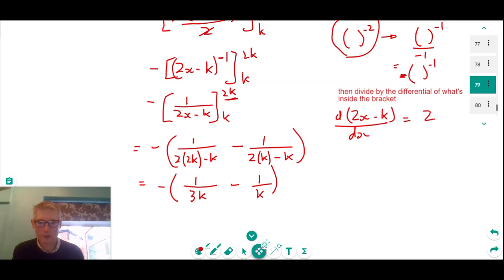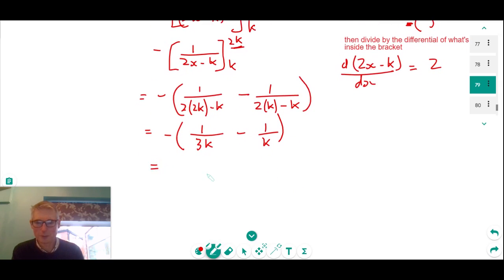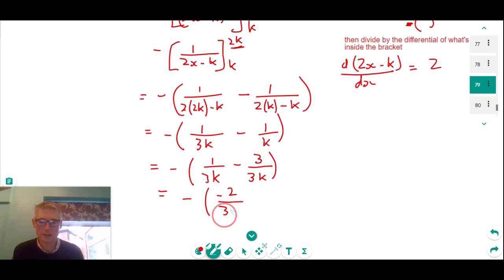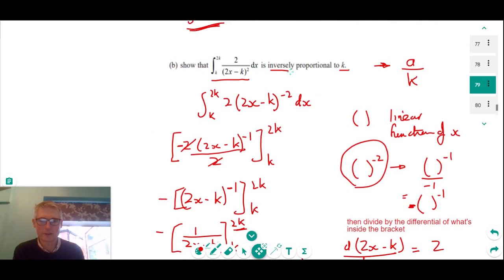To do that we need to make sure we've got the same denominators, so minus 1 over 3k, and multiplying top and bottom of the fraction by 3 will give me 3 over 3k. We can see that that's now going to be minus, and inside the bracket I'm going to have minus 2 over 3k. Dealing with the minus signs, minus minus is a plus, so that's 2 over 3k, which we can say is proportional to 1 over k. And we've done it. So we've shown, as was required at the beginning, that it is inversely proportional to k.